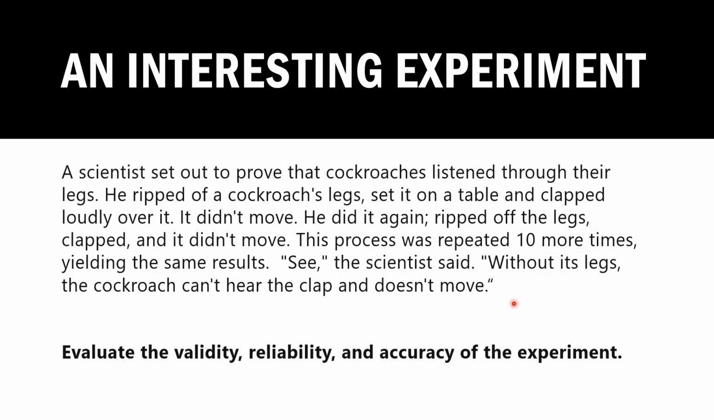Here's an interesting experiment, maybe one that's completely theoretical, but a story that we can use to think about validity, reliability, and accuracy nonetheless. A scientist set out to prove that cockroaches listened through their legs. He ripped off a cockroach's legs, sat it on the table, and clapped loudly over it. It did not move. He did it again, ripped off the legs, clapped, and it did not move. This process was repeated 10 more times, and every single time it yielded the same results. See, the scientist said, without its legs, the cockroach can't hear the clap and it doesn't move.